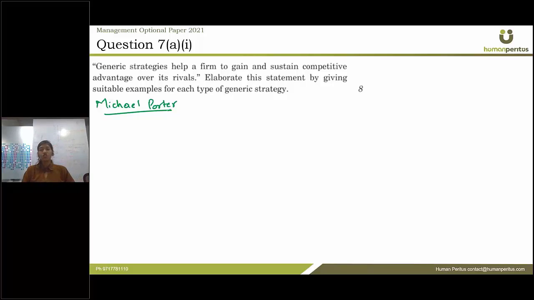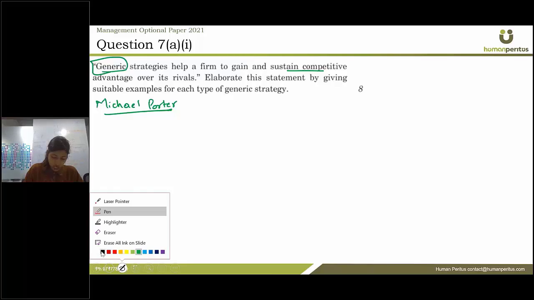He gave these generic competitive strategies which help in sustaining competitive advantage, and these strategies are known as generic because they can be used by any firm, even a non-profit organization. So Michael Porter gave these generic strategies. Now, what were these generic strategies?